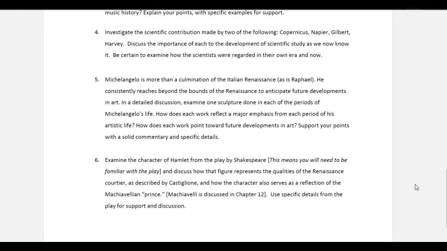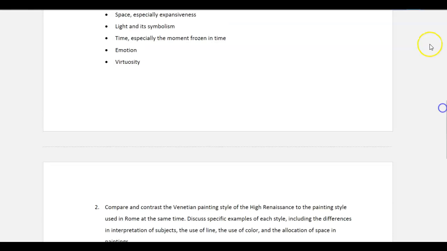And so you're going to look at the character of Hamlet as both the courtier, as Castiglione depicts what a courtier is supposed to be, what that figure of the member of the court should represent, and how he fits that, again using key quotes from the play, and then also how he fits a Machiavellian prince. Again, looking through the play, pulling key details. So you have to be familiar with the play if you're going to write about this one. So these are the topics, fairly straightforward, and ask you to do research over each one.